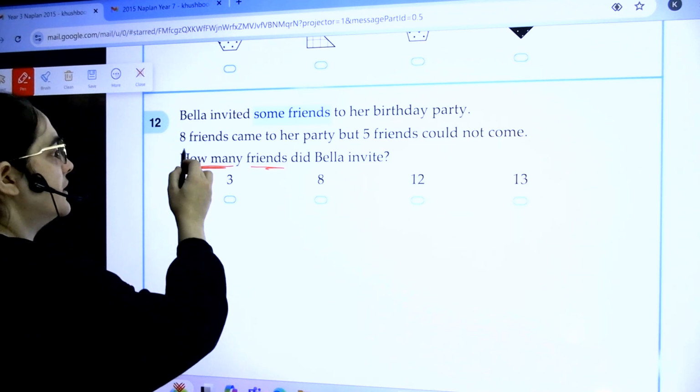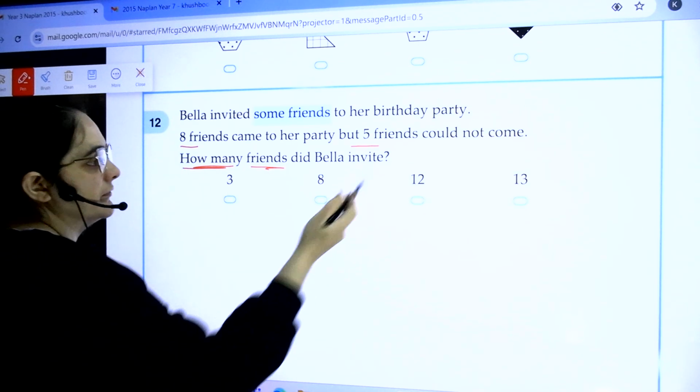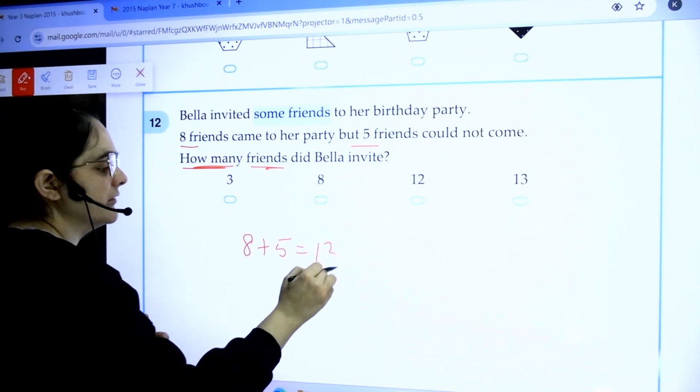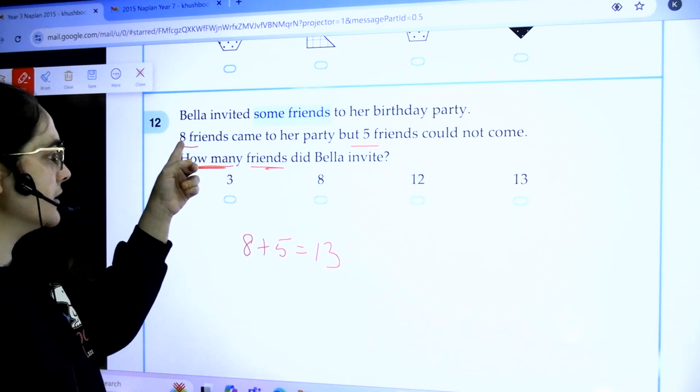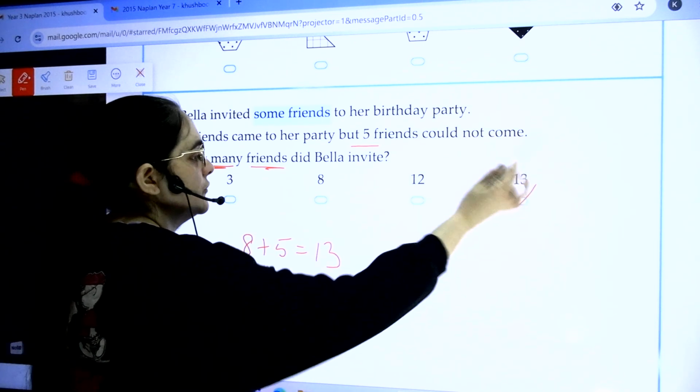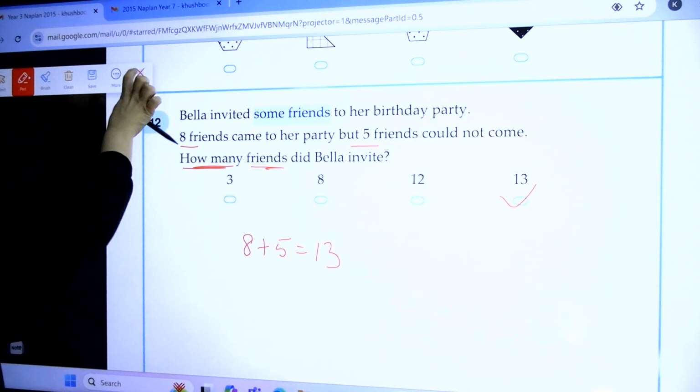So she actually invited 8 plus 5. Okay, 8 plus 5 is 13. She must have invited 13 friends. Out of 13, 8 could come and 5 could not come. Okay, so D for dog is the correct answer.